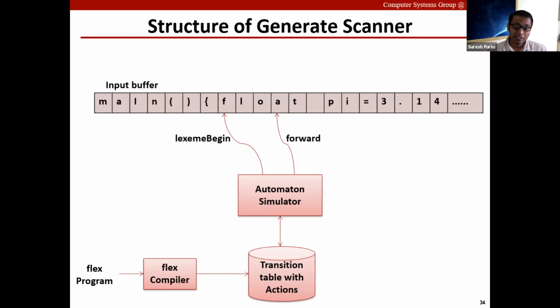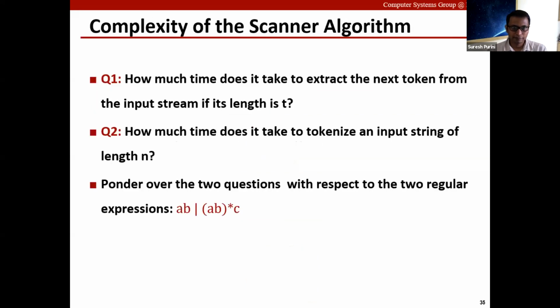This kind of structure, where the main code, like the automaton simulator here, remains the same but the transition table changes, is a theme we will be using in the next part of the course, that is on parsing, the theory of parsing also.